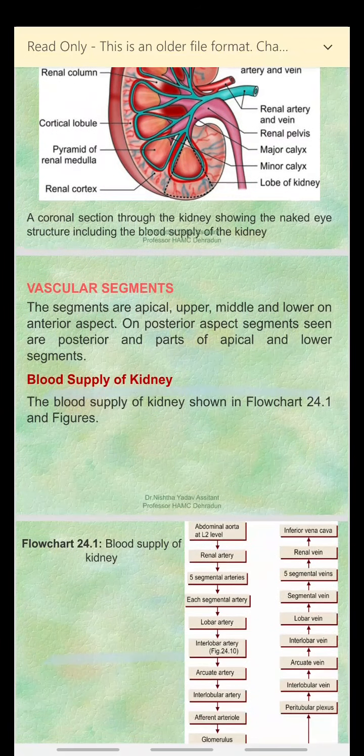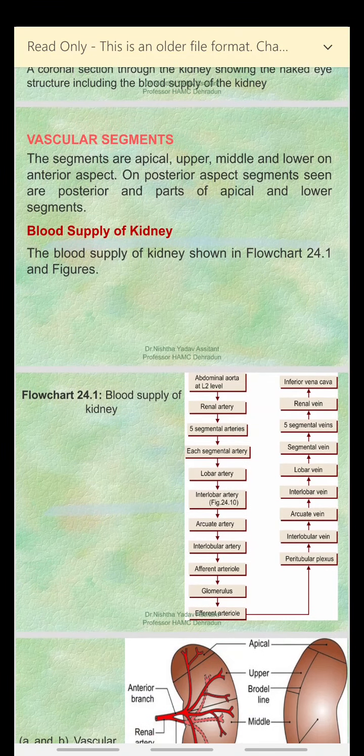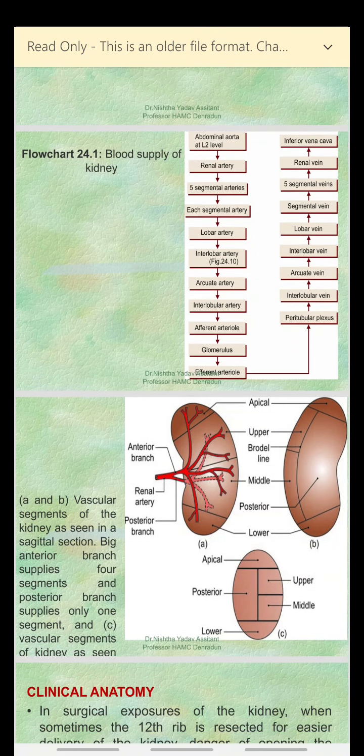Now if you see the vascular segments of the kidney, the vascular segments are the apical, the upper, the middle, posterior and the lower. You can see the diagram of the kidney. These segments are important for the artery to divide and subdivide. So if you see the blood supply of the kidney, the aorta gives the renal artery. Renal artery divides into 5 segmental arteries. Each segmental artery divides into lobar, interlobar, then arcuate, then interlobular and into the glomerulus.